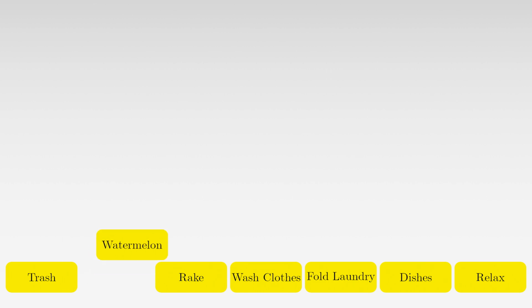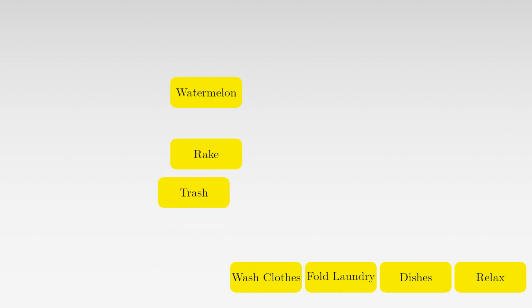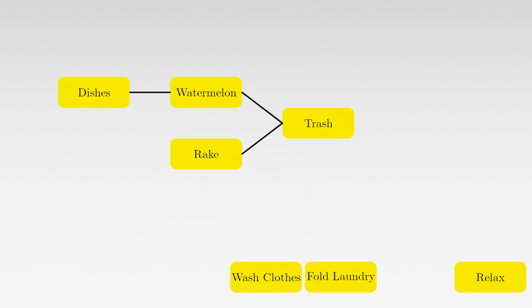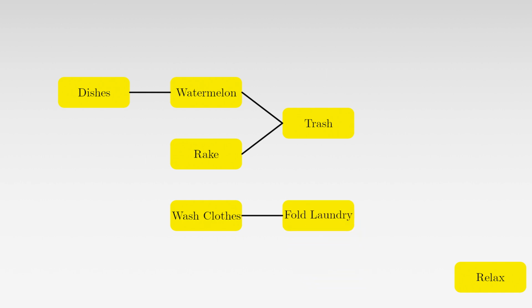You probably want to cut the watermelon and rake the leaves before you take the trash bins to the curb, since they're going to make more trash. You also may want to unload the dishwasher before cutting up the watermelon so you have clean dishes for that. You also are going to need to wash and dry the dirty clothes before you can fold them. From here, we can combine all of these things into a single graph by saying that they all must be done before we can relax.